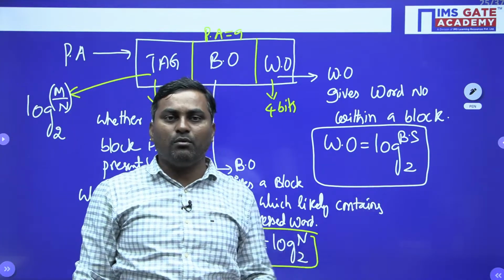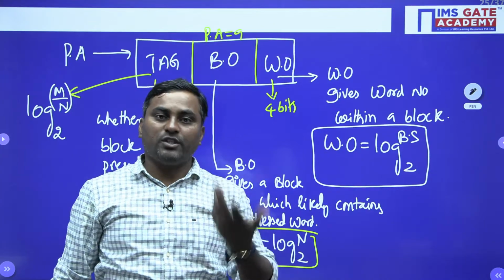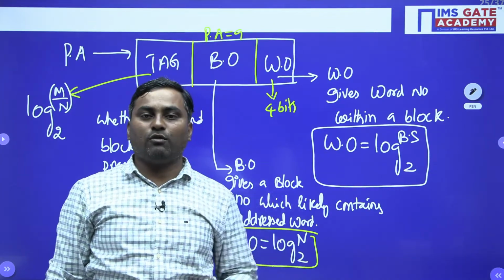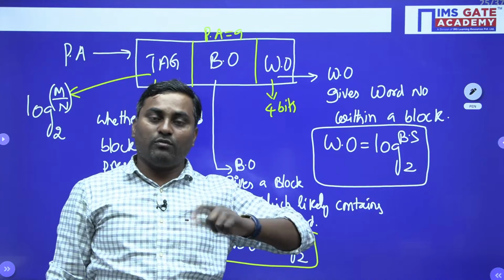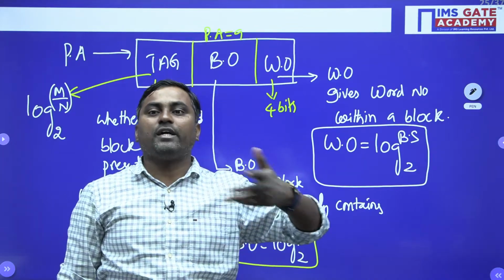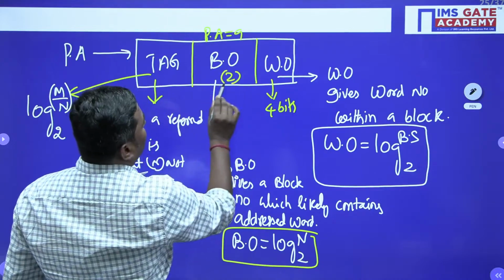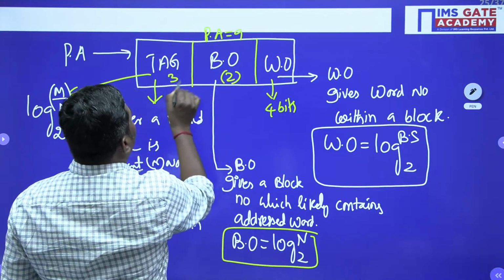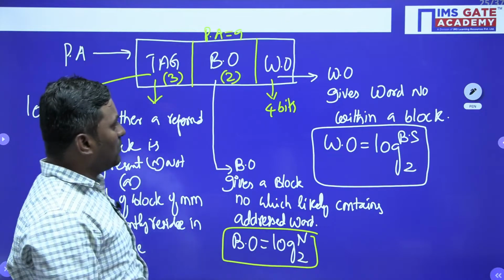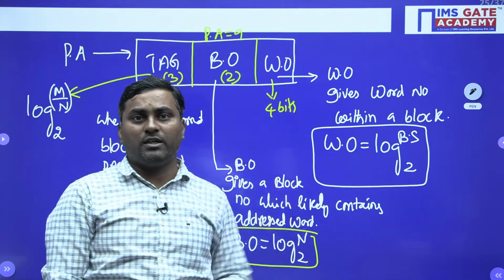In this example, the number of blocks in main memory is 32, and the number of cache blocks is 4. 32 by 4 is 8. Log 8 is 3 bits. For this, 2 bits are required. For this, 4. 2 plus 4 is 6, and the remaining is 3. You understand? This also understand. I hope you understand this point more clearly.